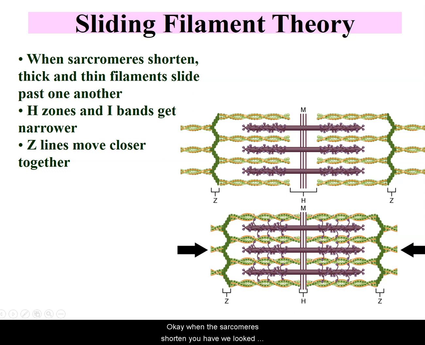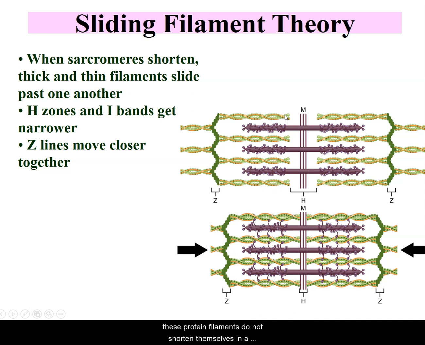Okay, when the sarcomeres shorten, we looked at this on a model in lab, and we talked about this last time. The part of the sarcomere from a Z-line or Z-disc to a Z-line is going to be a sarcomere. Okay, that's the thick protein filament myosin, and attached to the Z-line are the thin protein filaments of actin. Remember, the actin is the one with the troponin and tropomyosin.